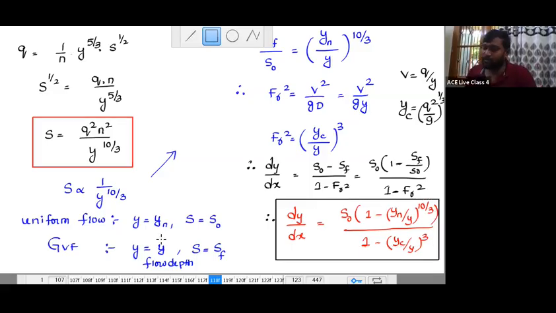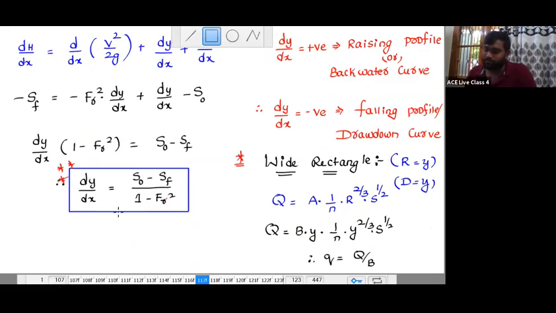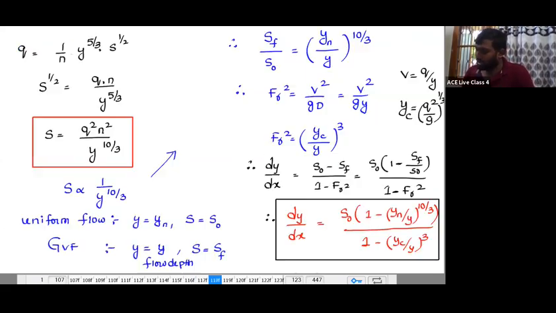See, at first I derived this equation, right? This is the actual equation. Now I am doing everything for a wide rectangular channel. In the case of the wide rectangle, I have given this equation: dy by dx is equal to S naught into 1 minus Yn by y whole to the power of 10 by 3 by 1 minus yc by y whole cube.